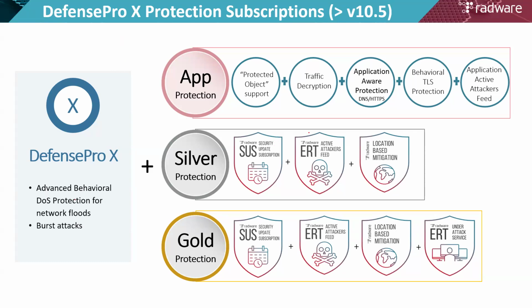So that is security update subscription. Next, we have the ERT active attackers feed. Now, what is this ERT active attackers feed? Since you know that Radware is a global entity, we have multiple honeypot deception agents deployed worldwide across geographic locations. And these honeypot deception agents detect attacks which are launched by malicious attackers.